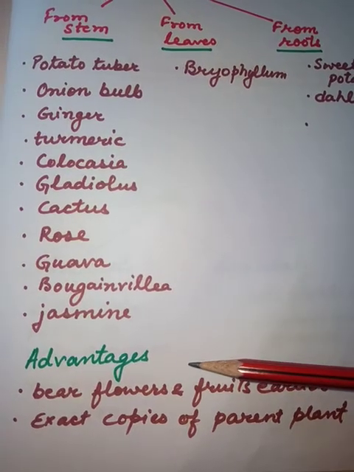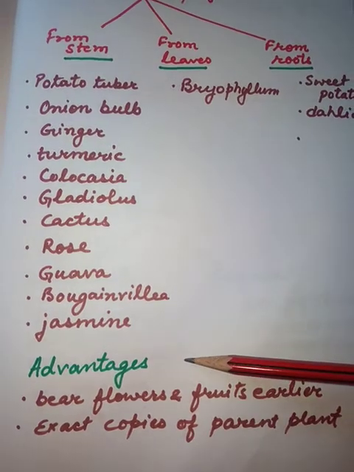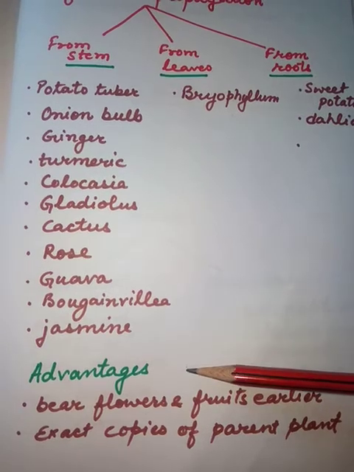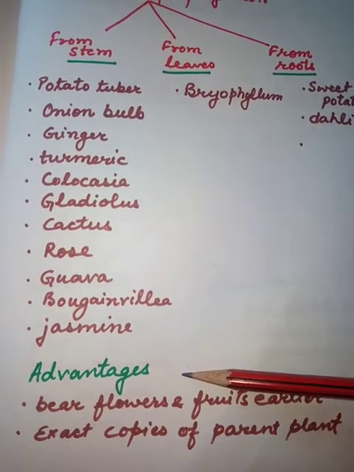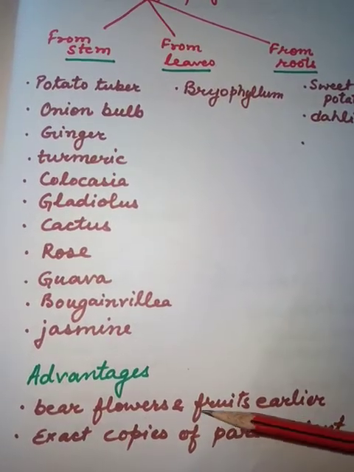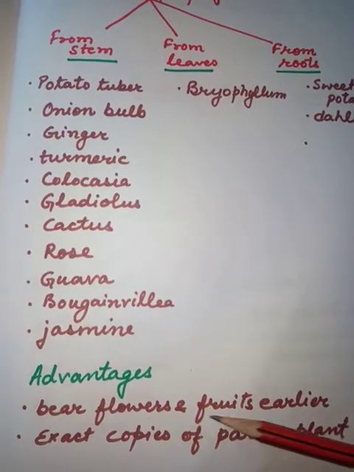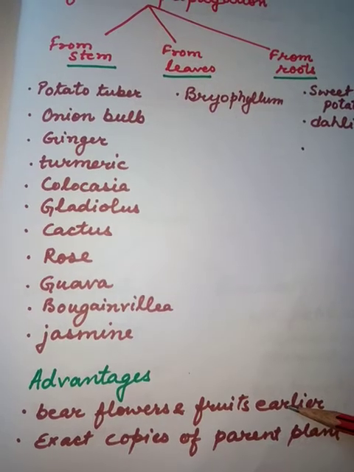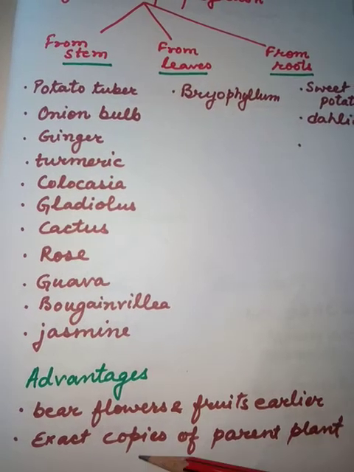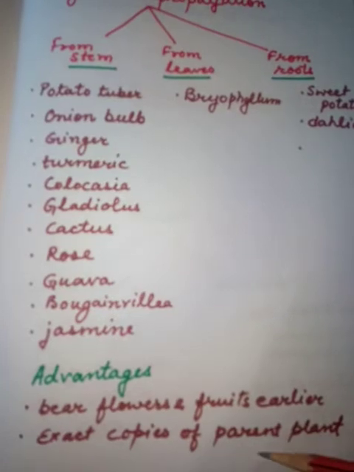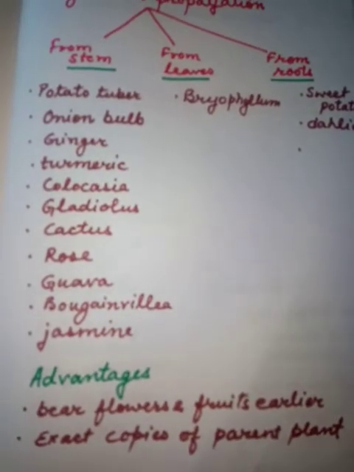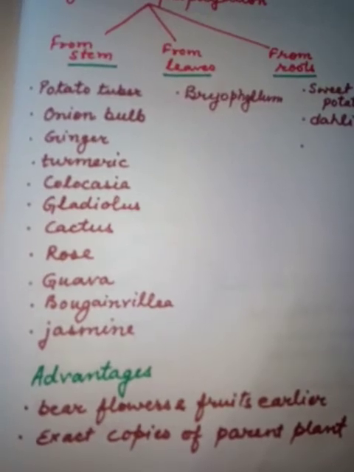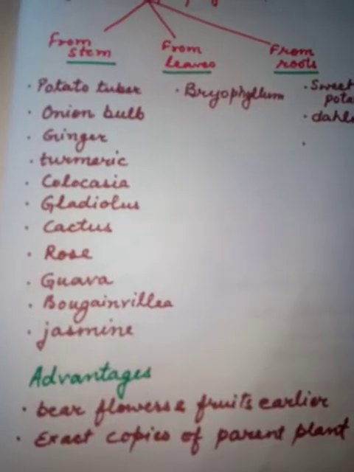Now let us have a look on the advantages of this asexual reproduction. Asexual reproduction has advantages. Number 1, it helps in bearing the flowers and fruits earlier than the plants grown from seeds. Second, they are the exact copies of the parent plant. That is, they will bear fruits and flowers exactly similar to the one which a parent plant bears.